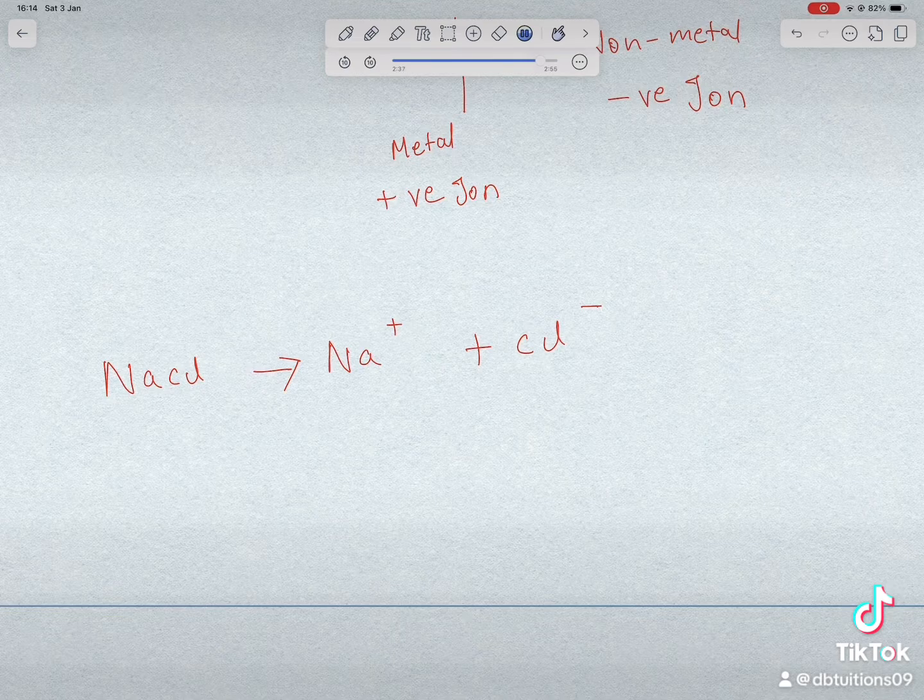Now, such ionic compounds, what are their properties? They have high melting and boiling points, they're often soluble in water, and they conduct electricity when they are molten or in dissolved state.